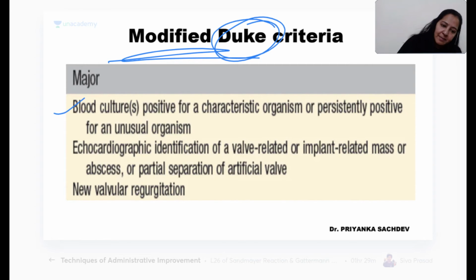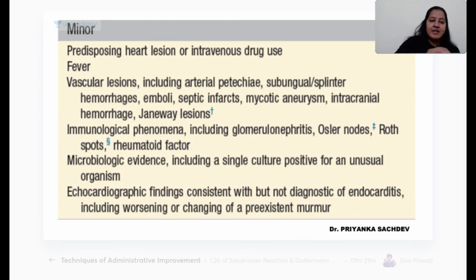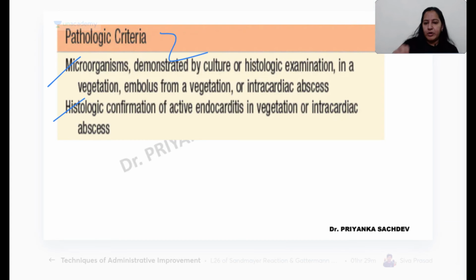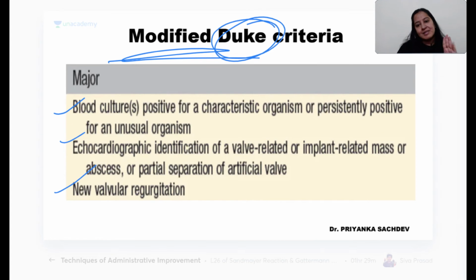There are 3 major. I will read it. There are many minor, 1, 2, 3, 4, 5, 6. I think 6 minor and 2 supportive criteria. So 3 major, 6 minor and 2 supportive. So only major are important. I won't read minor and supportive.